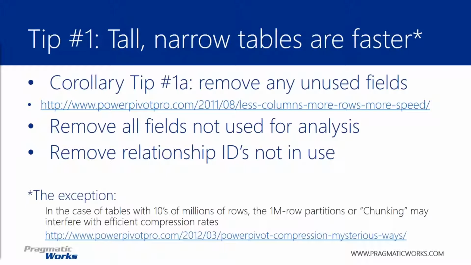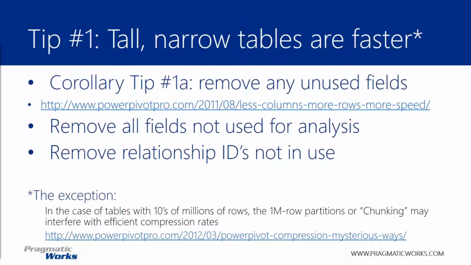The first thing I learned was that tall, narrow tables are, in general, faster than shorter but wider tables. What do I mean by wider? I mean tables that have many, many columns, and what can really matter is what's in those columns. So the first thing I recommend, as tip number one, is just remove any unused fields. If you're not reporting on it, why do you need it in your reporting data model? So go ahead and take out the columns.